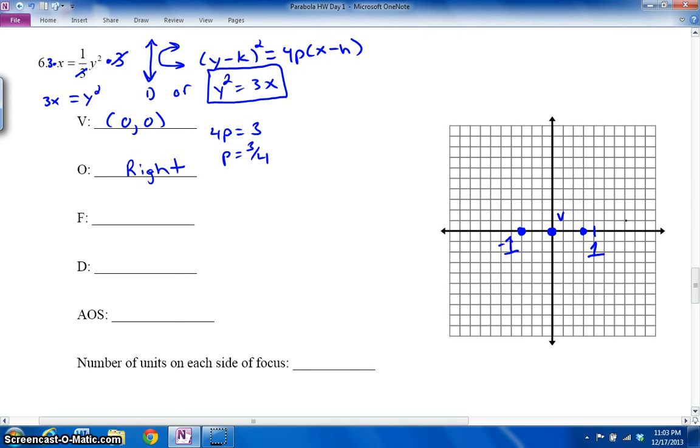Alright, so the focus is at coordinate 3/4, 0, or 0.75 if you prefer. The directrix, the other direction, negative 3/4, 0, or negative 0.75.